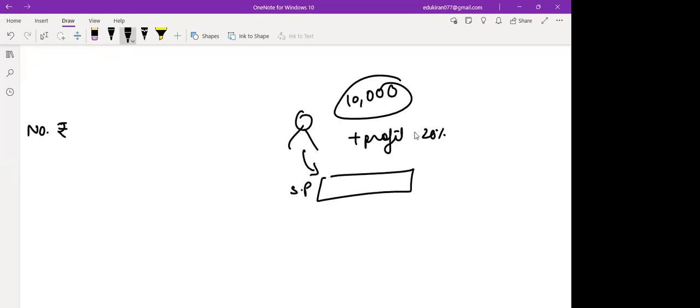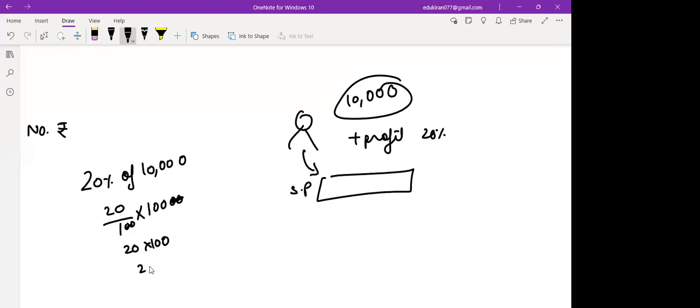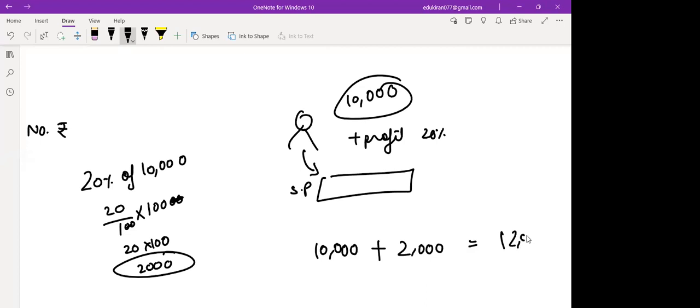So first you need to find the profit in terms of money. You can do it like this, 20% of 10,000. Here 20% means 20 over 100, of means multiply, 10,000 times 20 over 100. Two zeros got cancelled, what is left is 20 multiplied by 100, so 2,000. So 10,000 rupees was the cost price, plus you added this 2,000, so 12,000 is the total money this shopkeeper got.